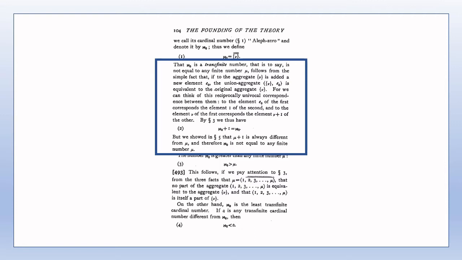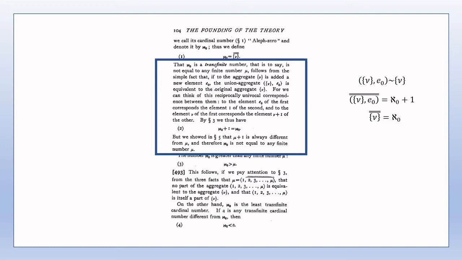Cantor shows by means of an explicit correspondence that the aggregates nu and the union aggregate of nu with the object E0 are equivalent, and by the results of section 3 we have that the cardinal number of the union aggregate of nu and the object E0 is equal to the cardinal number Aleph-Naught plus 1. The cardinal number of the aggregate nu is equal to Aleph-Naught by definition.